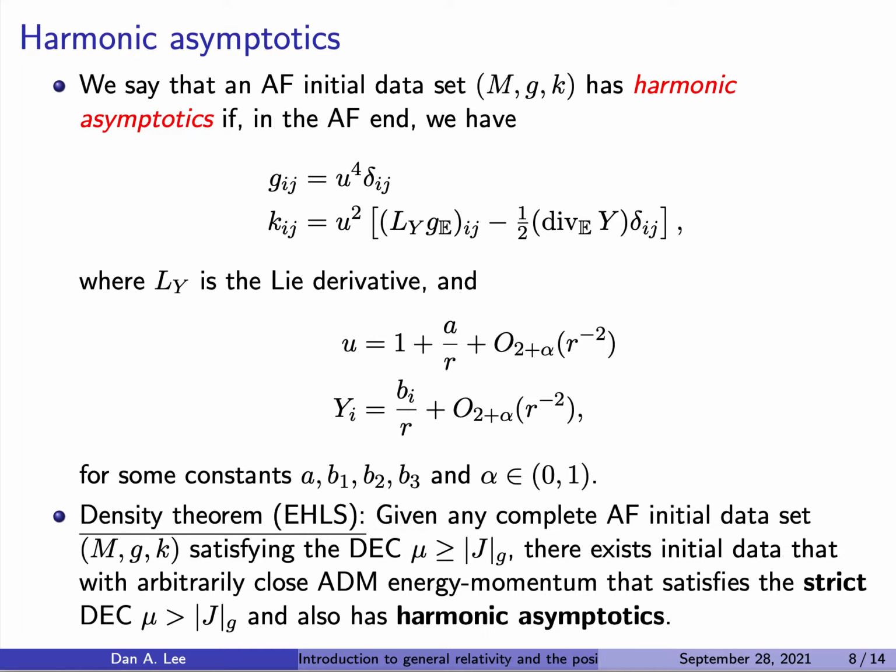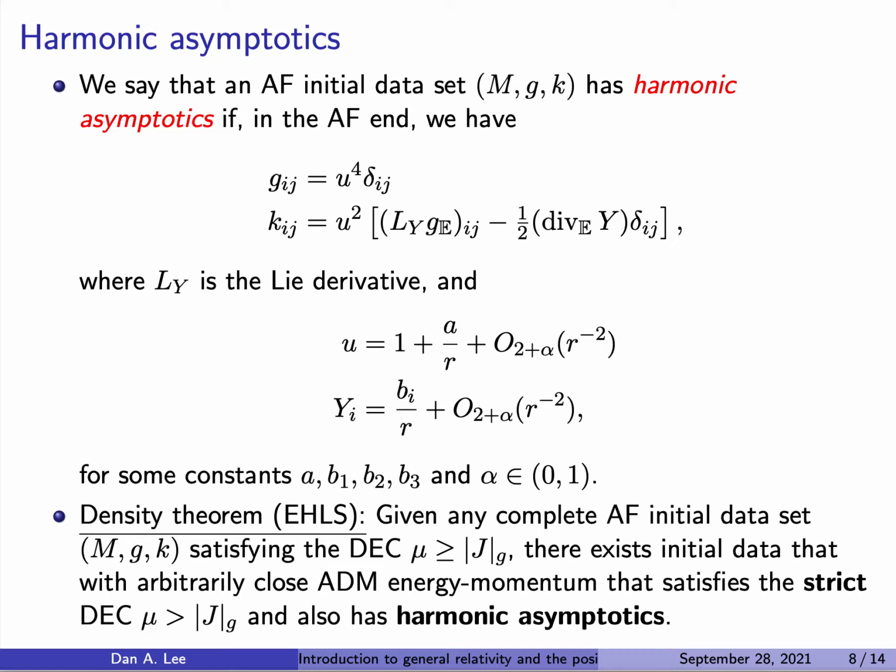So anyway, the important theorem that we have about harmonic asymptotics is our density theorem. Given any complete asymptotically flat initial data set that satisfies the DEC, so remember the DEC is mu greater than or equal to the length of J, the point is that we can always perturb it to have harmonic asymptotics. But not only do we want to perturb it to have harmonic asymptotics, we can also perturb it simultaneously so that it has strict dominant energy condition, that is mu strictly greater than |J|. And also we want to do it in such a way that the ADM energy momentum doesn't change much. So it is a small perturbation, but for the purposes of what we're going to say, the only important thing is that it does not change the ADM energy momentum by much.